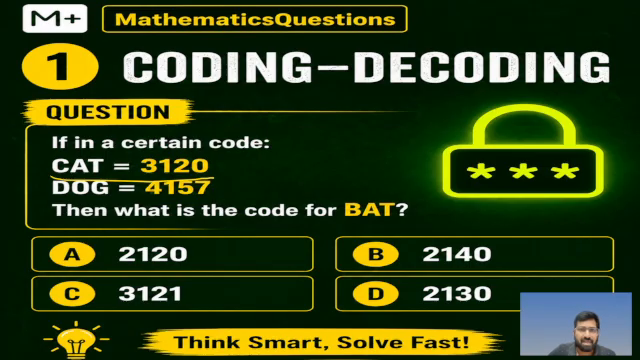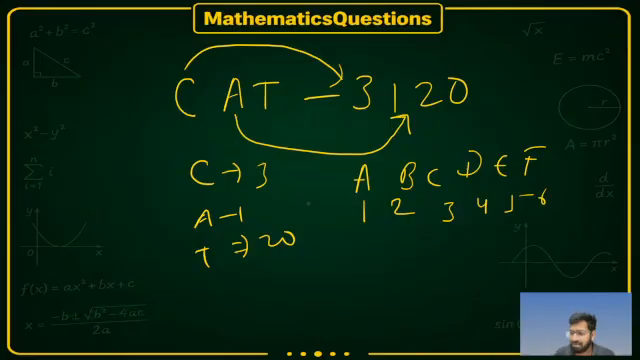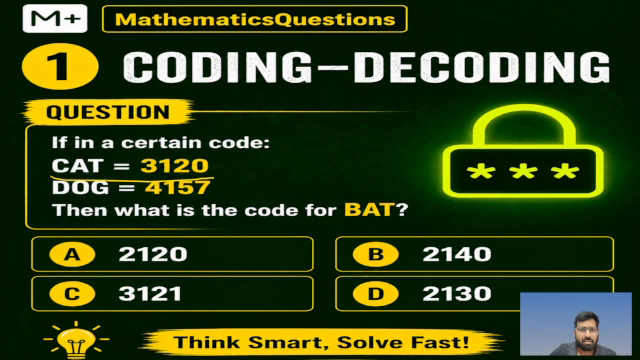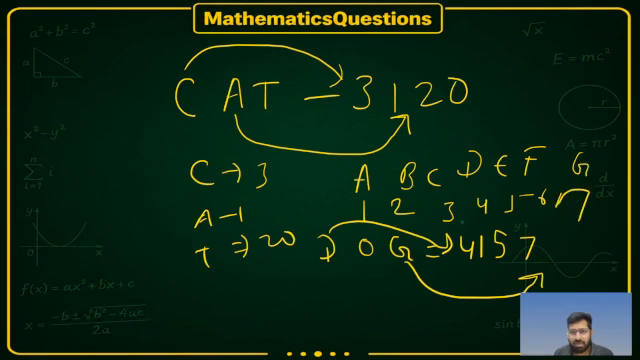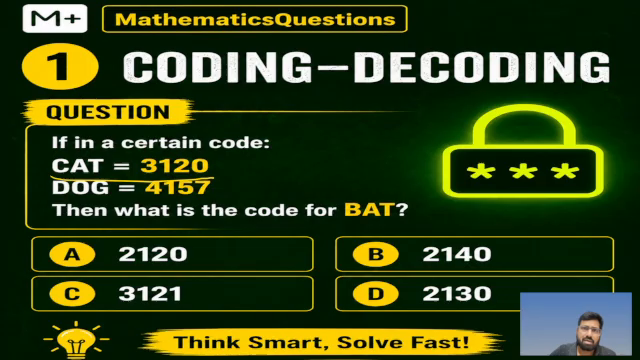So DOG is given as 4157. So let's write D, O and G is given as 4157. So D belongs to 4 and G belongs to 7 as per this. F, G, 7. And O belongs to 15. That means the pattern we are thinking is correct, and we will look into BAT.